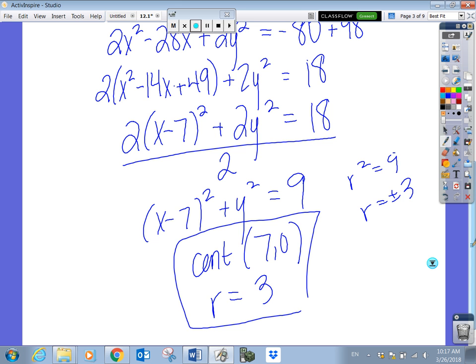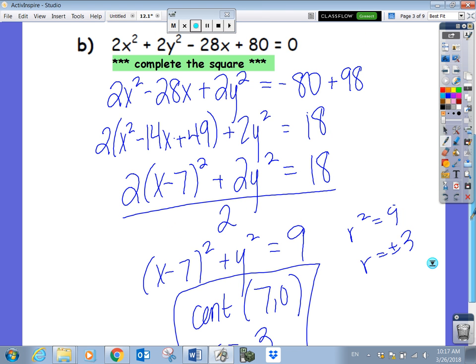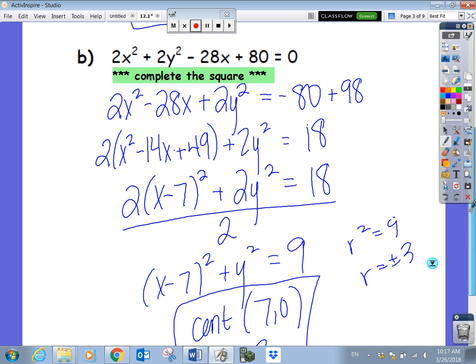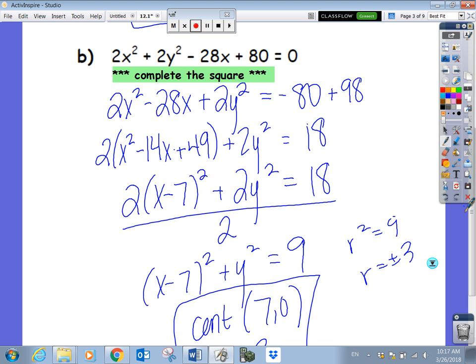All right, we are going to be doing a lot of completing the square, so if you don't remember completing the square, you need to go back and look and try to do as many of those as you can, because there is going to be a lot of that involved in circles, ellipses, hyperbolas, parabolas, all of it.